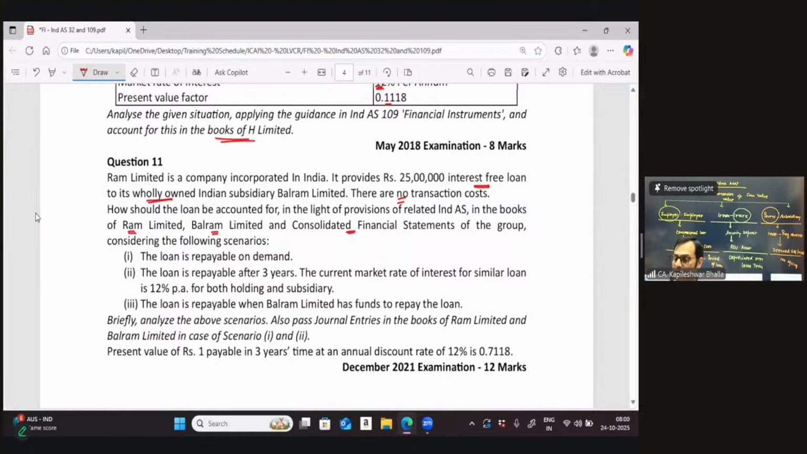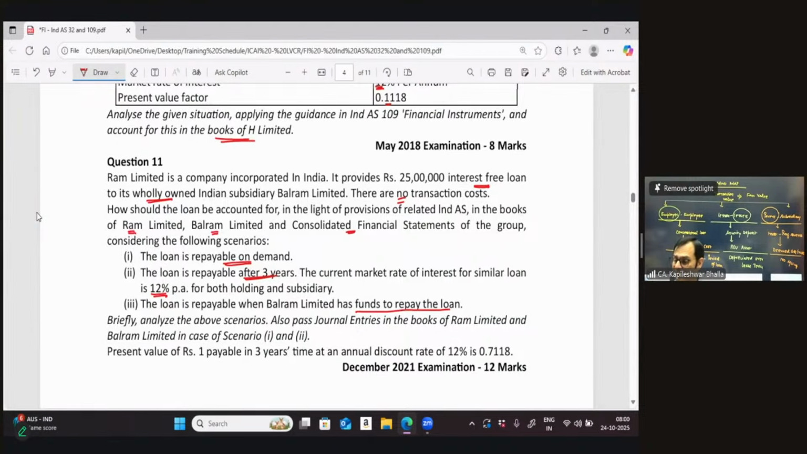How is the loan given by the parent to the subsidiary, which is an interest-free loan, accounted for in the books of the parent, the subsidiary, and the consolidation? There are three situations. The loan is repayable on demand. The loan is repayable after 3 years, and the current market rate for similar loans is 12% for both the parent and the subsidiary, though it's an interest-free loan. Then he says the loan is repayable when Balram has funds to repay the loan.